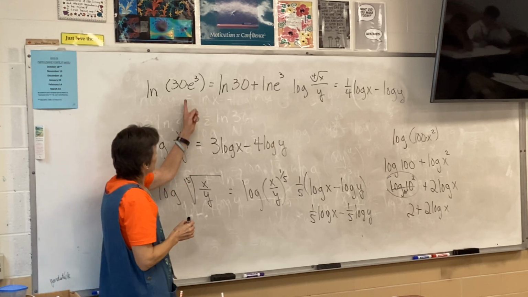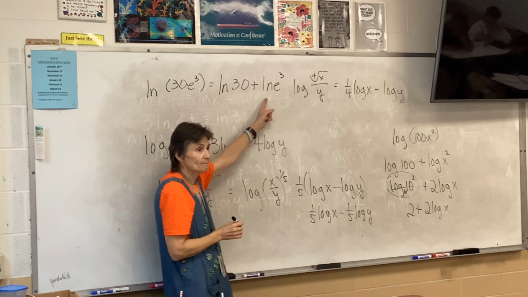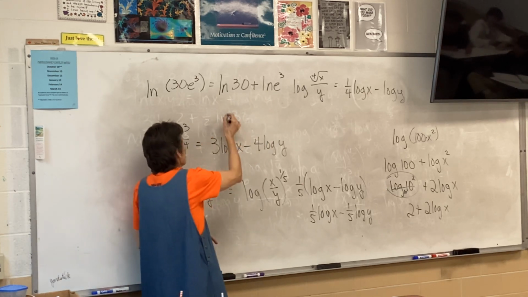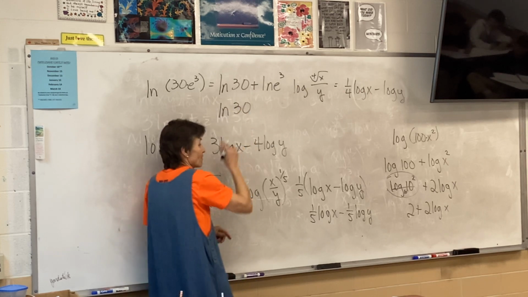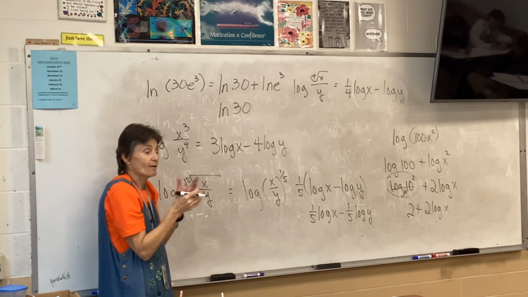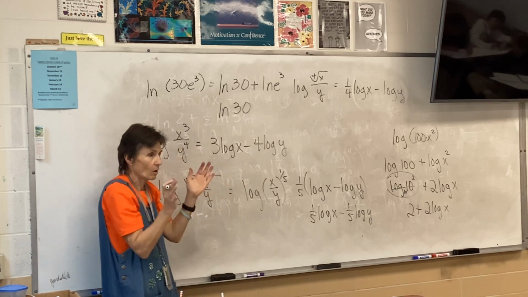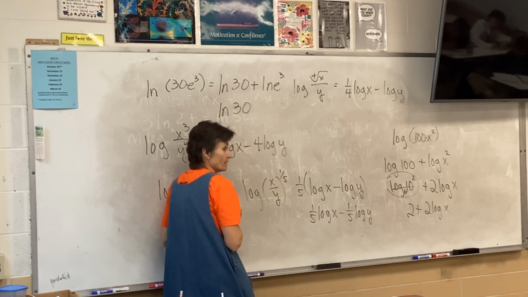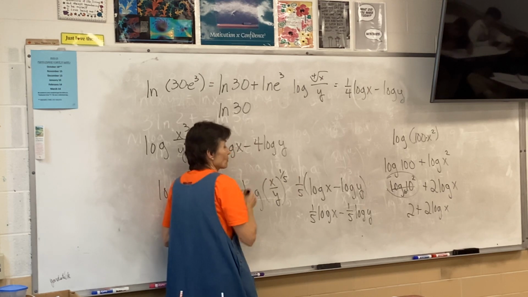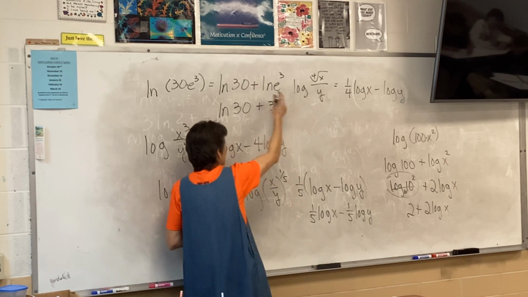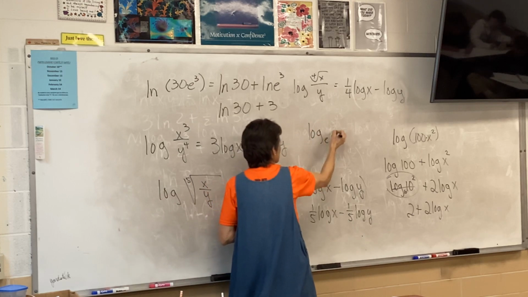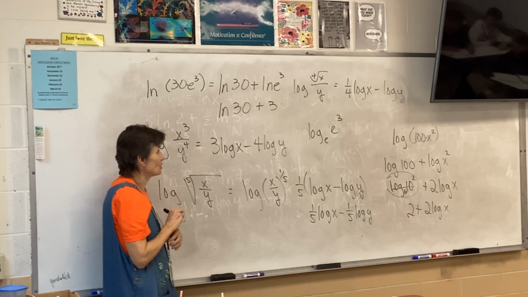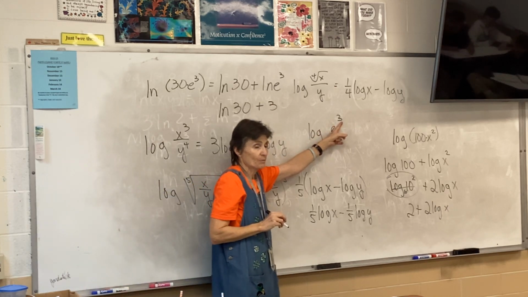Okay. So would everybody agree that's when it's like that? Now, ln 30, there is not a thing you can do with other than type it in and get a decimal. That's all. But what about ln e cubed? What's ln e cubed? 3. Because ln is log base e, and log base e of e cubed is just 3.